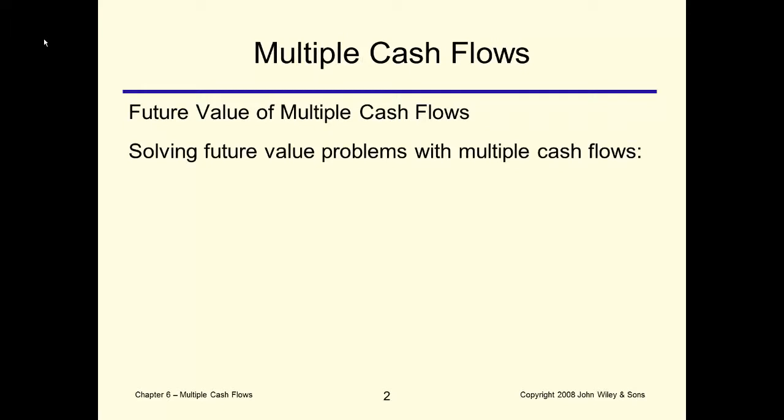Multiple cash flows refers to a stream of cash flows. So a set of cash flows you'll receive over future periods where you know the timing and you either know the amount or you will estimate the amount. What we'll talk about in this chapter is valuing those multiple cash flows. We want to value those in terms of future value. If you know you're going to receive some money at different points in the future, how much will that be worth at a terminal date? Assuming you earn interest after you receive the money up through the terminal date.